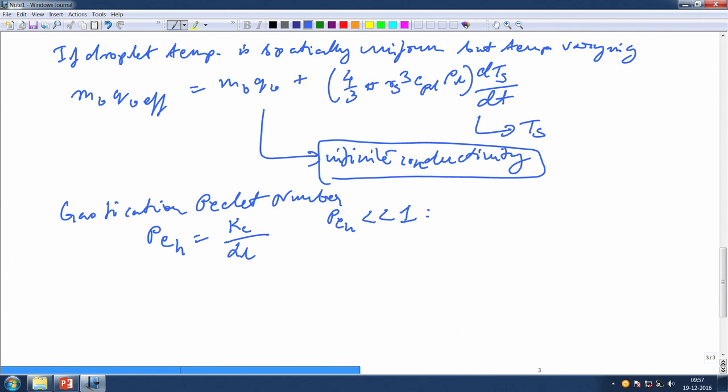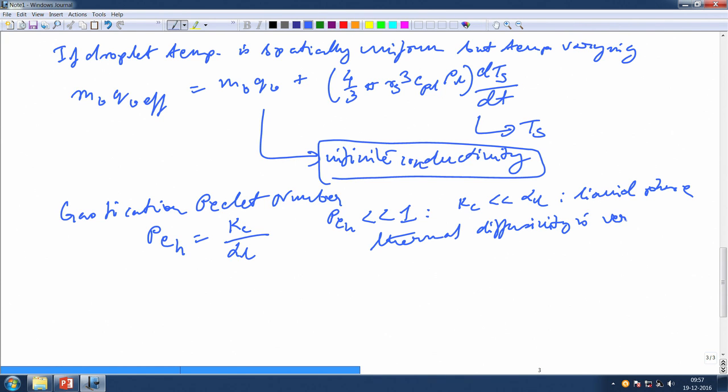Now, if this Peclet number is much less than 1, this implies a very high value of the thermal diffusivity, right. Because if this is much less than 1, that means Kc is much less than alpha L, which implies that the liquid phase thermal diffusivity is very high, right. So, this would normally lead to your uniform temperature, which is basically this case, right.